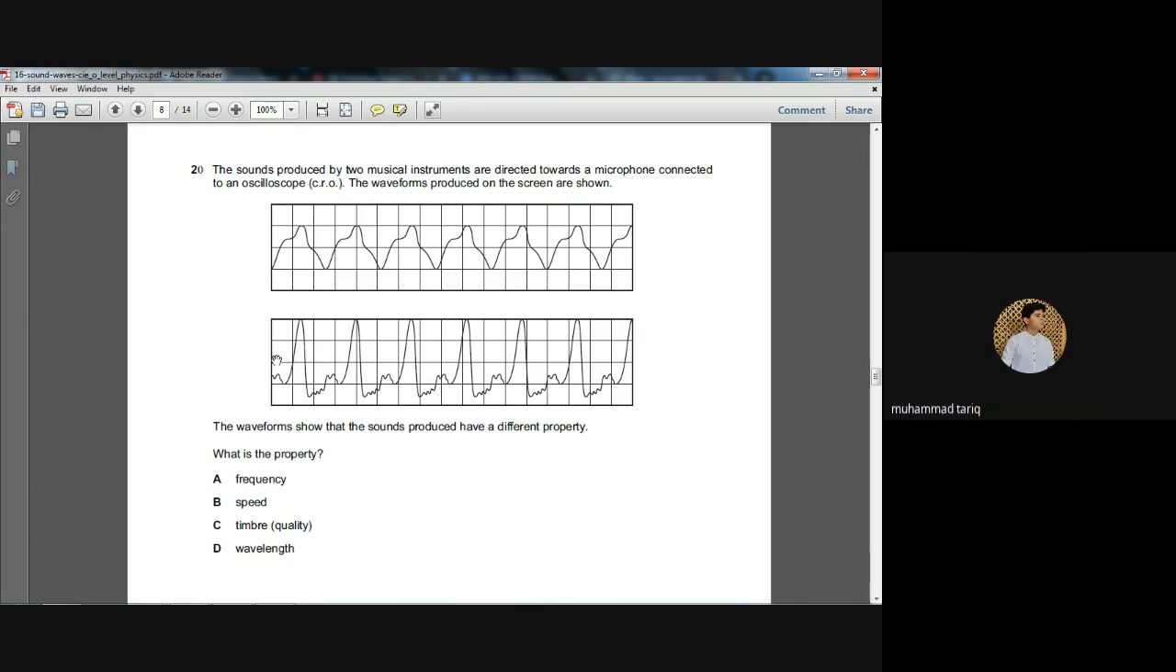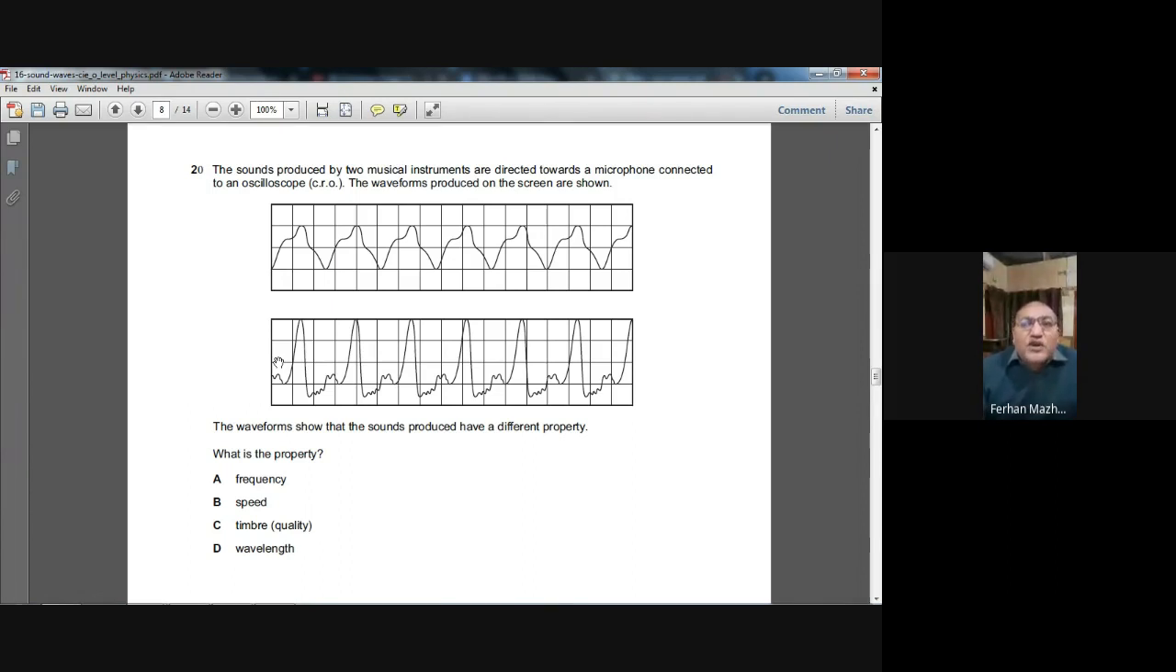But sir, they haven't given us the option of amplitude. They don't have the amplitude same. Okay, their frequency is the same. Their amplitude is different from each other. Okay? The options given: the waveform shows that the sounds produced have a different property. What is the property? Frequency: their frequency is not different. Their time period is the same, their frequency is the same. Their speed, we don't know if their speed is the same or not.